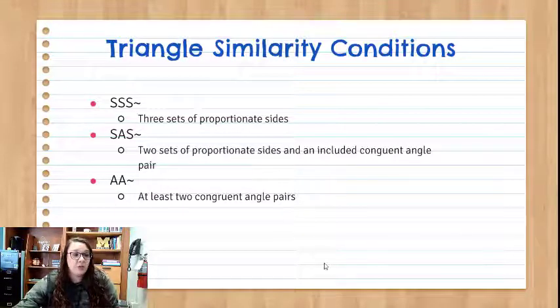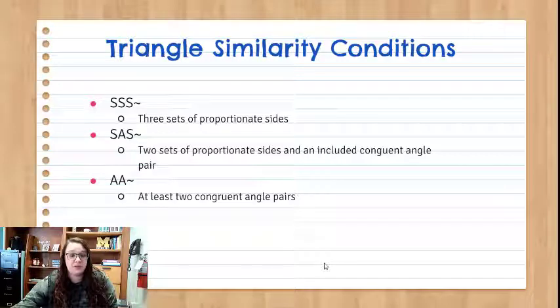Let's jump in. We know there are 3 different types of triangle similarity conditions. As a review, you have side, side, side similarity, where there's 3 sets of proportionate sides. You have side, angle, side, where there's 2 sets of proportionate sides and an included congruent angle. And you have angle, angle similarity, where you have 2 pairs of angles congruent. Really, at least 2, because if you have 2, you have 3 as well.